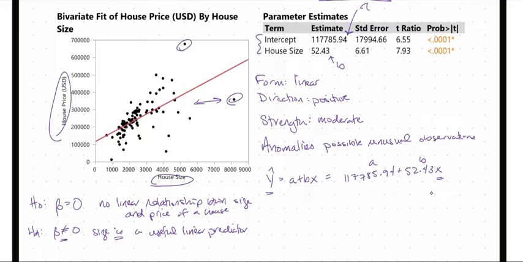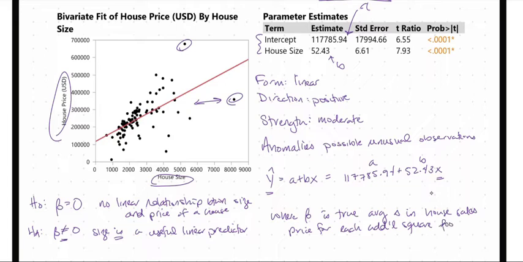We have to also remember to define our slope, our parameter, in context. So in this case, beta is the true average change in the house sales price for each additional square foot in size. Remember, the population slope tells us the true average change in the response for each additional unit in the explanatory variable. In this case, the response is the house sales price, and the explanatory variable is the size.